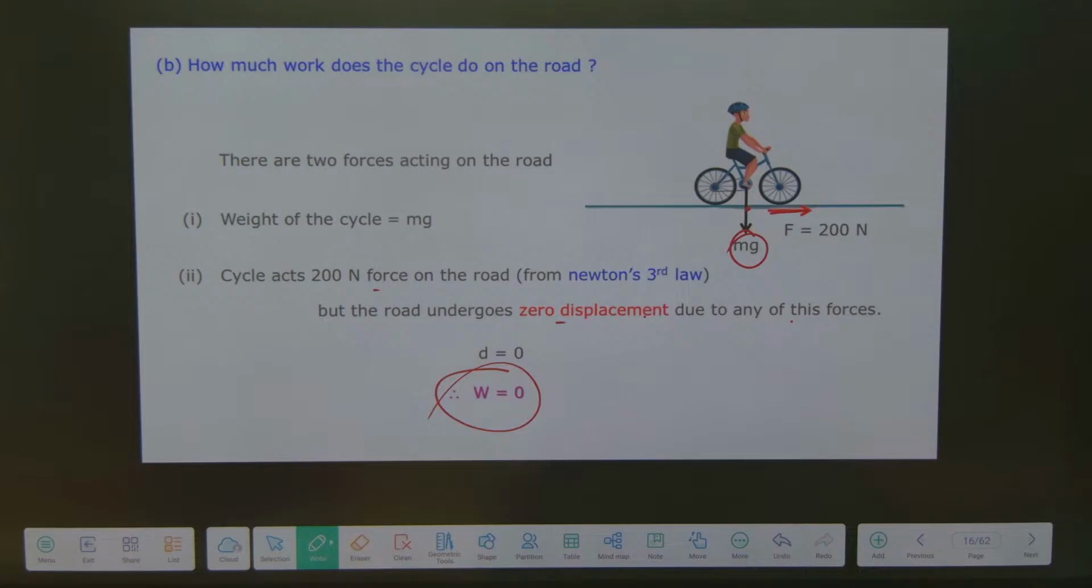You have done the second part, the first part you left. Yes, no? So the first one is also 0 because mg is perpendicular to the displacement. Yes. That's why the road undergoes zero displacement due to any of these forces.